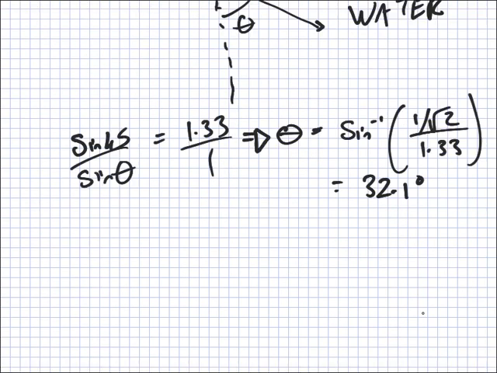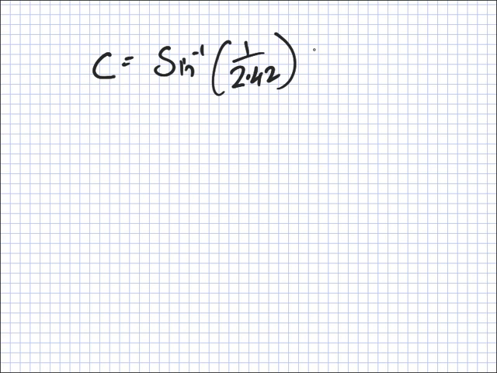Okay, part 3. What's the critical angle for diamond? It's sine inverse of 1 over 2.42. And what's that? 24.4.